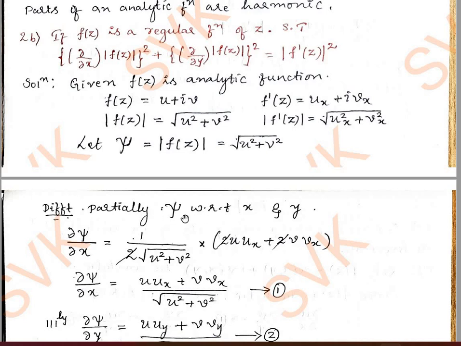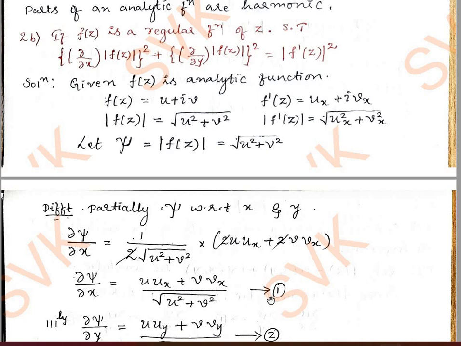Differentiating psi partially with respect to x and y, I am going to get del psi by del x is equal to, the partial derivative of root x is 1 over 2 root x, same as that. We are going to differentiate square root of u square plus v square as 1 by 2 root of u square plus v square into differentiation of u square, which is 2u ux, plus derivative of v square, which is 2v vx. 2 gets cancelled, then simplifying that we are going to get equation 1.